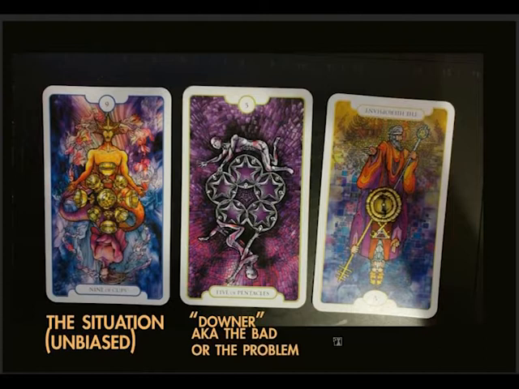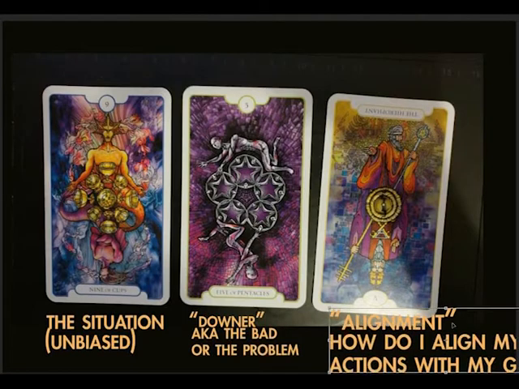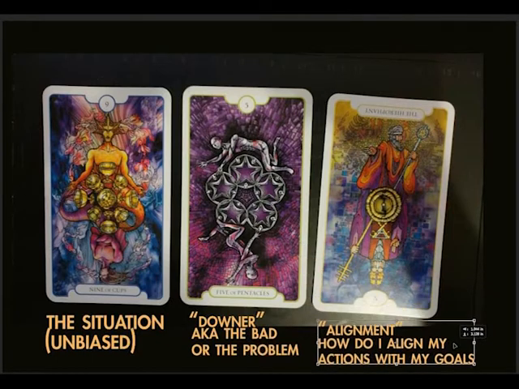And the right card would be the upper card. That's the alignment card. That card is the one where the kind of question that I always ask is, how do I align my actions with the goal that I want to achieve? So you can use that for literally any spread. You can use that for a career spread, a relationship spread. You can even use that for past life spreads.